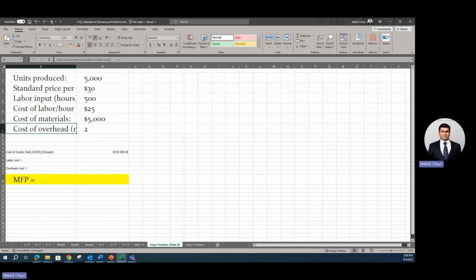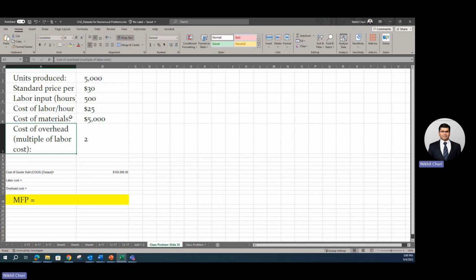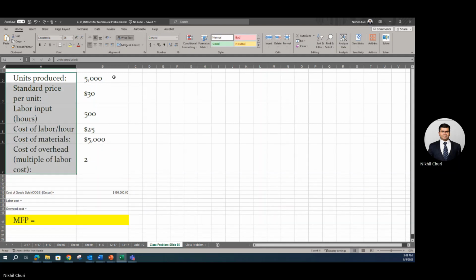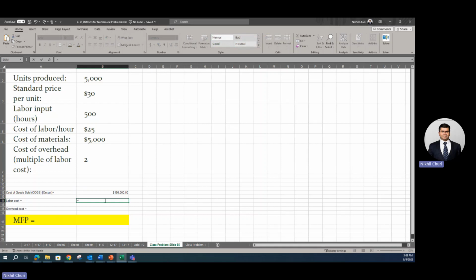This is what it is. And again, let me wrap it down. Perfect. So the cost of goods sold or the output is this multiplied by this, labor input. That will give me the labor cost equals 500 hours spent multiplied by $25 per hour. That is my labor cost, $12,500.